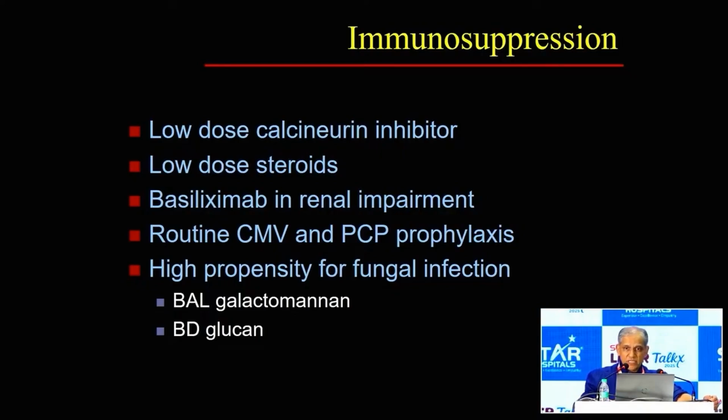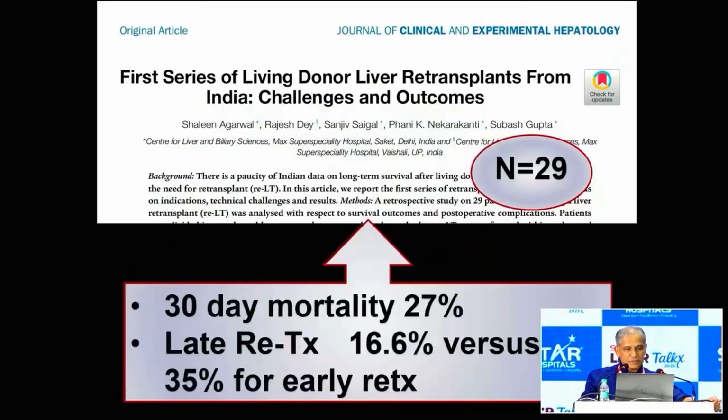There's a high propensity for fungal infection, so you anticipate preemptive fungal treatment. Things like beta-glucan and galactomannan from the bowel, etc., can be considered early for early diagnosis, because once the actual invasive fungal infection occurs, then you're losing.